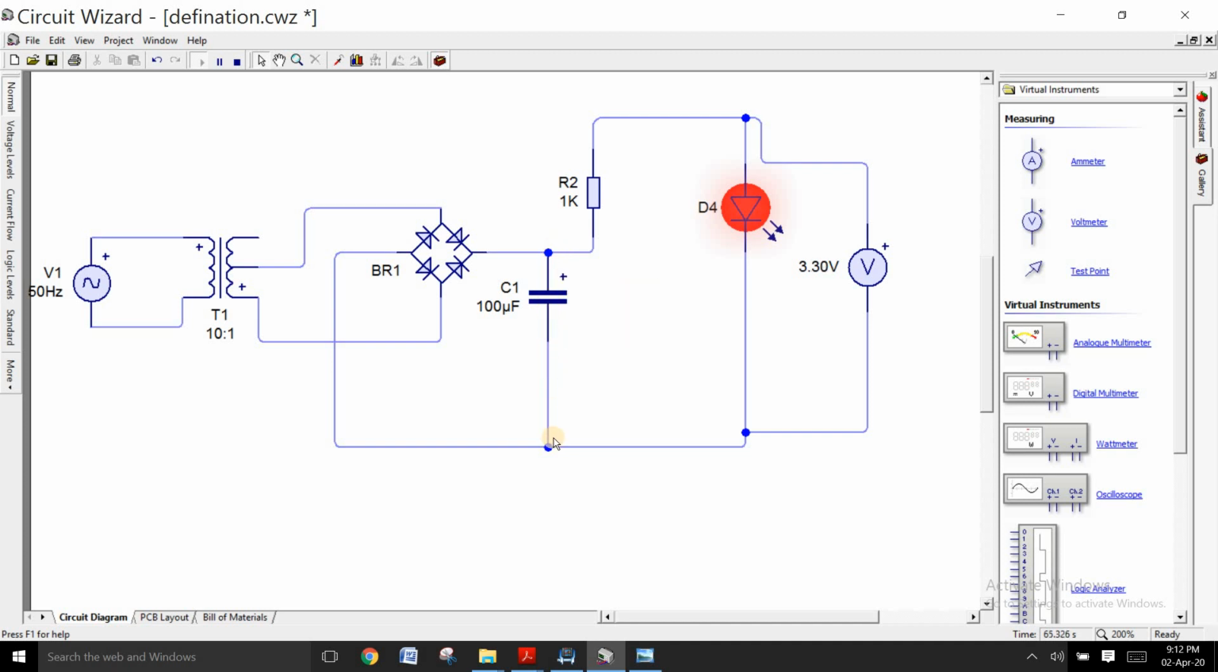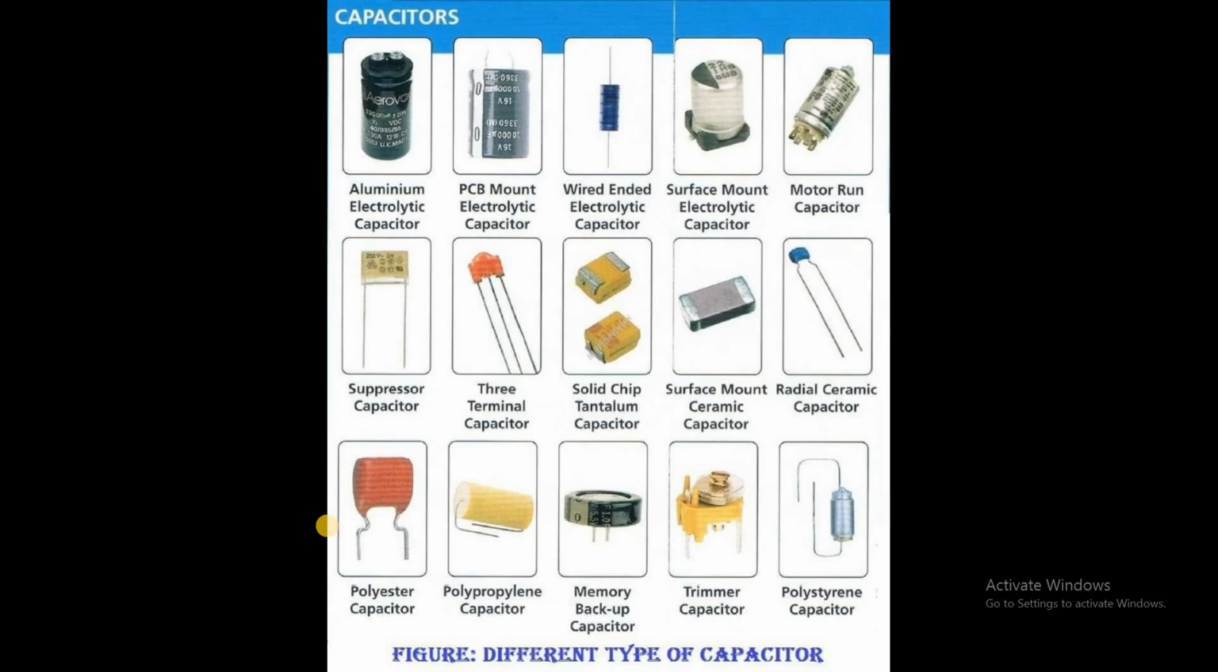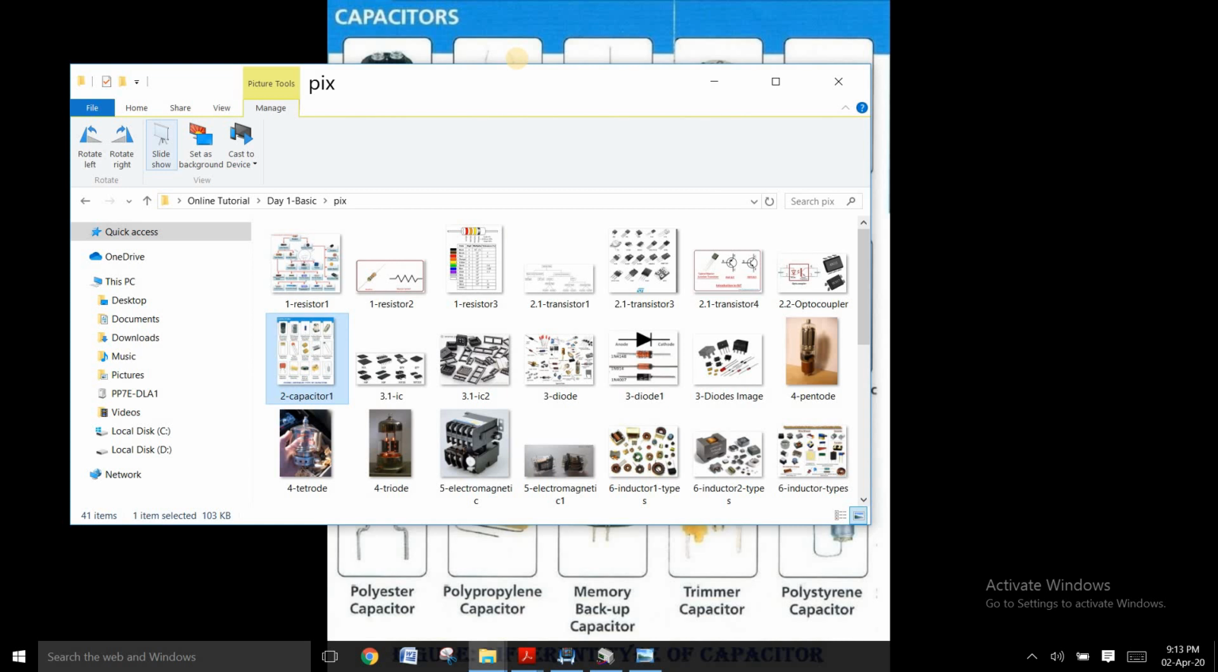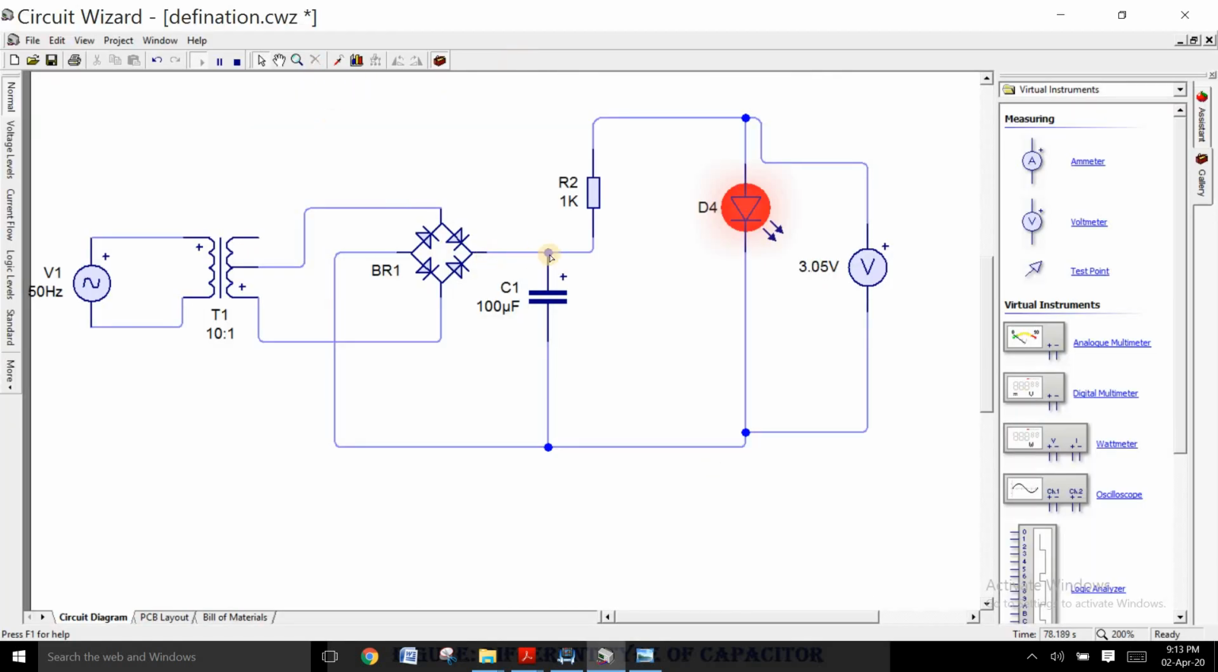Let me show you what an electrolytic capacitor looks like. Okay, welcome back. This is an electrolytic capacitor. The side that has a white or gray color is the negative side, and this is the positive side. Let's go back to the simulation. So connect the positive side to this and the negative side, the one with the white color, to this. The output then will be filtered.